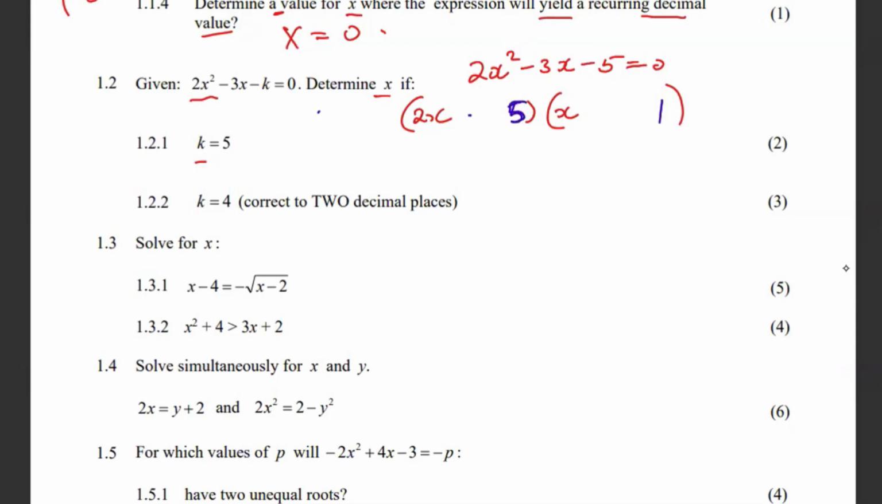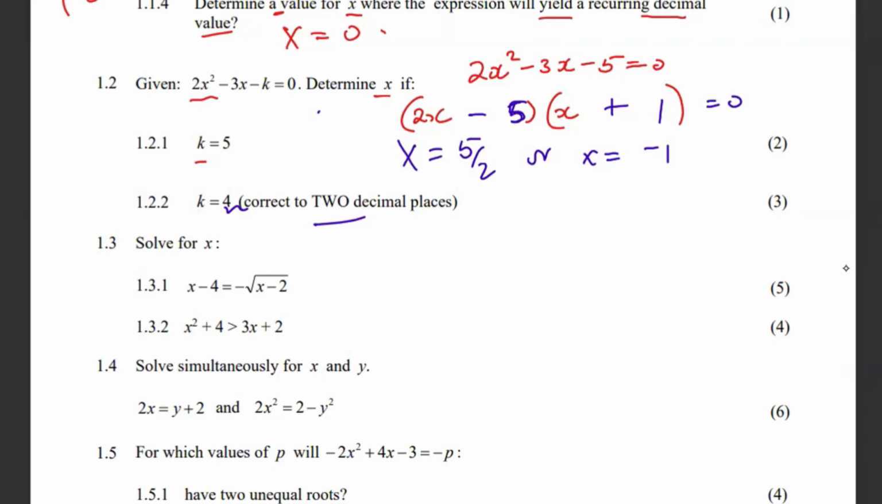Then minus and plus. I don't know if that makes sense. Yes, I think it does. So meaning that x can be 5/2 or x can be -1. And so if that is true, then those will be our answers. 2 marks for that. Then if x is a 4, we must give the answer to 2 decimal places.